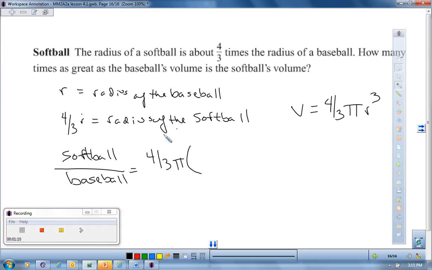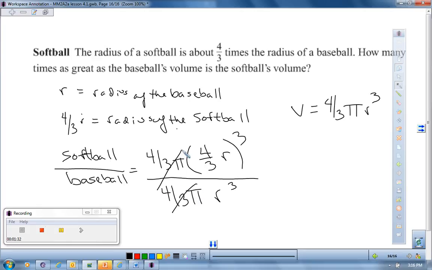Now r, for the softball, is 4/3 r, because that's our radius for that. And we're going to cube all that. Now for the baseball, it's 4/3 pi r, and then we're cubing the r. Okay, now from this, these will cancel out. So we're left with 4/3 r cubed over r cubed.